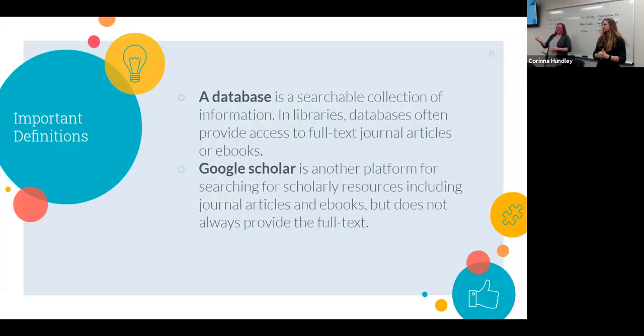Okay, so then going off of more definitions, when you are looking at journal articles, we're going to tell you to check out our databases. A database is just a searchable collection of information. In libraries, databases often provide access to full-text journal articles or ebooks. The two we're going to talk about are ProQuest and JSTOR, but we have nearly 400 total databases.